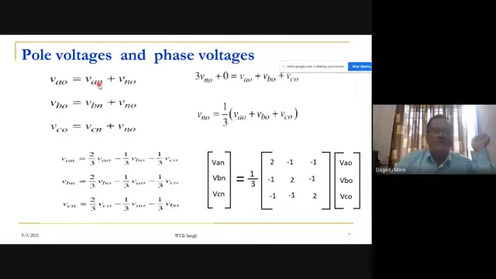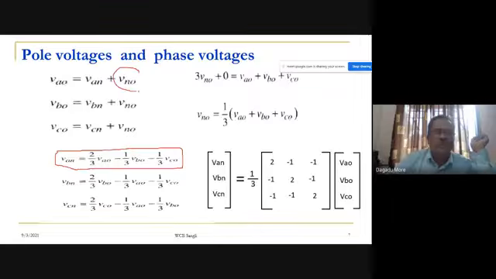So VAN will be VAO minus one third of VAO plus VBO plus VCO. So this will be 1 minus one third, which is two third. So we are getting the expression for VAN. What we have to do? We put the value of VNO here, and VAN will be equal to VAO minus VNO. Simplifying this, we get VAN, that is the phase voltage: VAN will be two-third VAO minus one-third VBO minus one-third VCO.